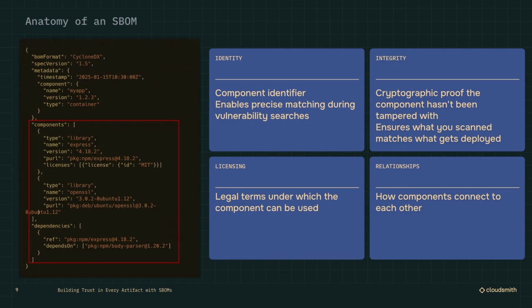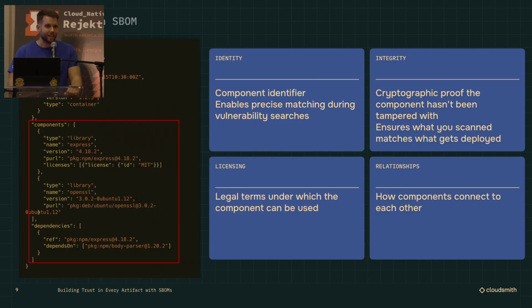It describes identity, integrity, licensing, and different relationships between those components. Around integrity, this particular example doesn't have it because it's completely optional, but you might see cryptographic hashes as part of those components, and you can use those hashes to determine if any component has been tampered with between when this SBOM was created and when that container image was deployed on your infrastructure.